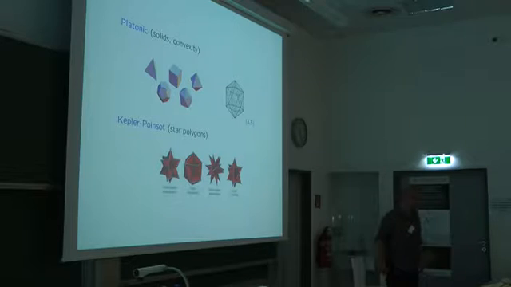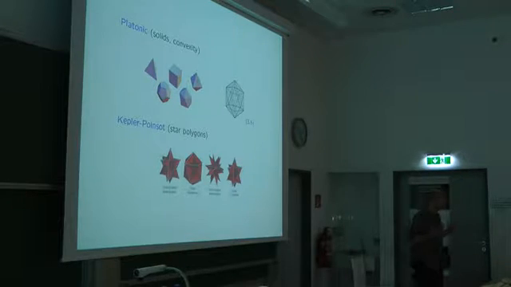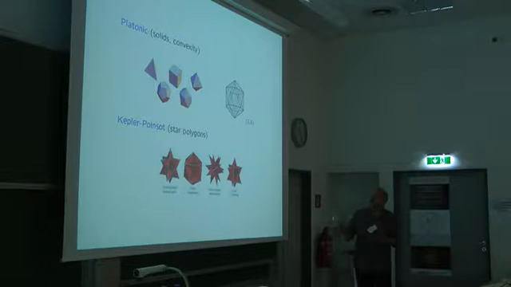But let me start in a more rigorous way. The Platonic solids were the most famous polyhedra, and they were also the ones that were initially called the regular polyhedra in Euclidean space. And what is the emphasis there? The emphasis is on the solid. So we view a polyhedron as a solid.